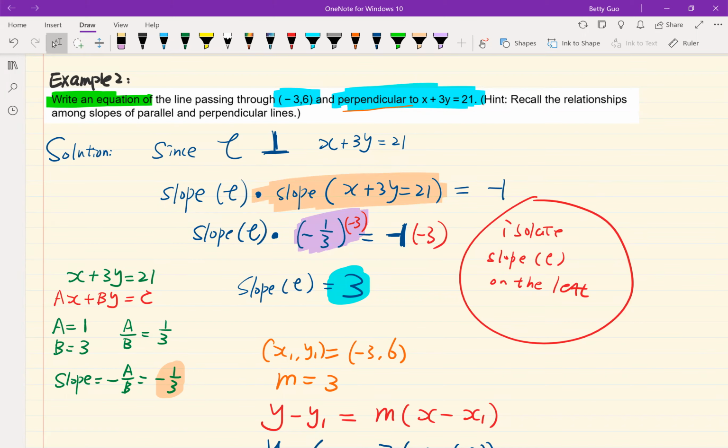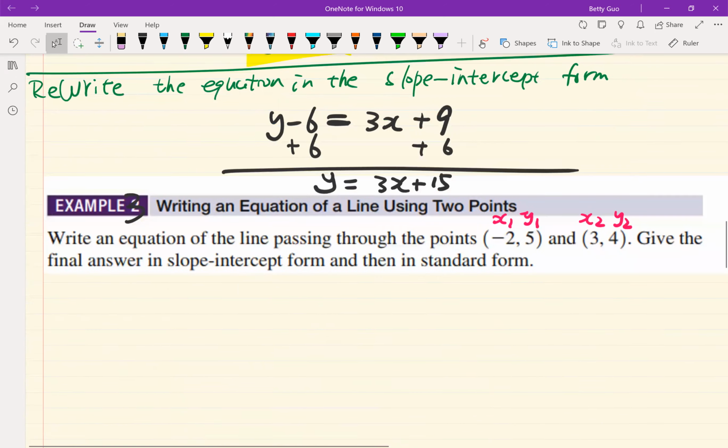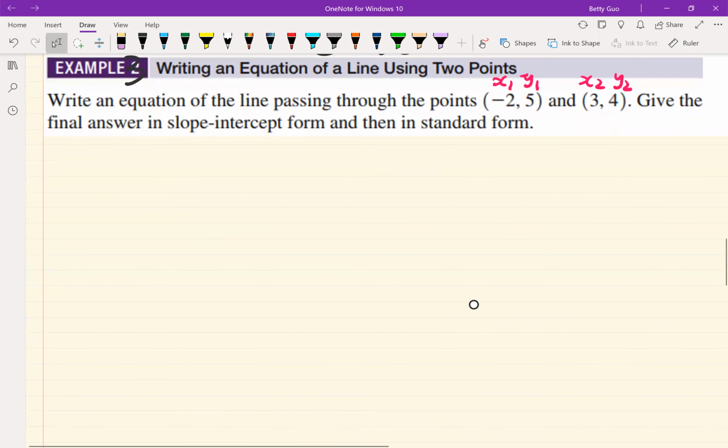In this case, the line we are looking for is perpendicular to the given straight line. We applied the second part of the theorem we learned: if two straight lines are perpendicular, then their slopes multiply to -1. All right, let's see the third example.